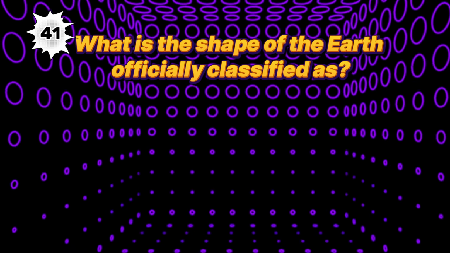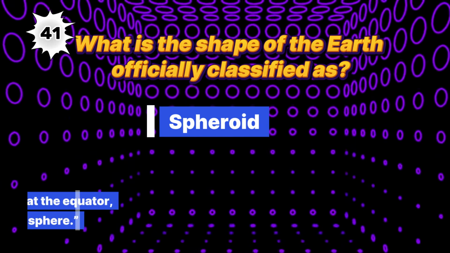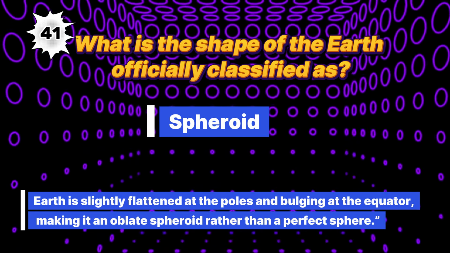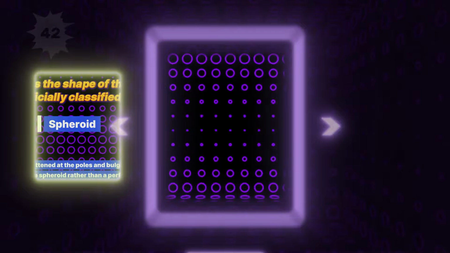The shape of the Earth is officially classified as spheroid. Earth is slightly flattened at the poles and bulging at the equator, making it an oblate spheroid rather than a perfect sphere.